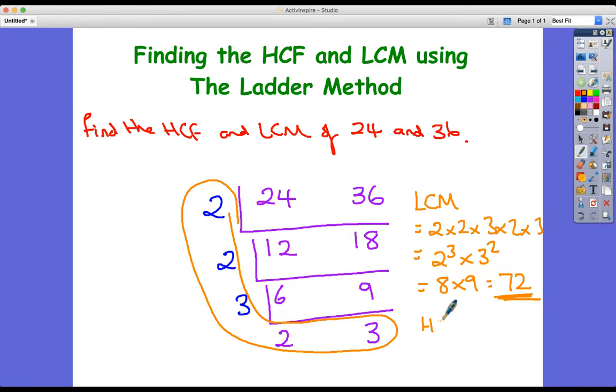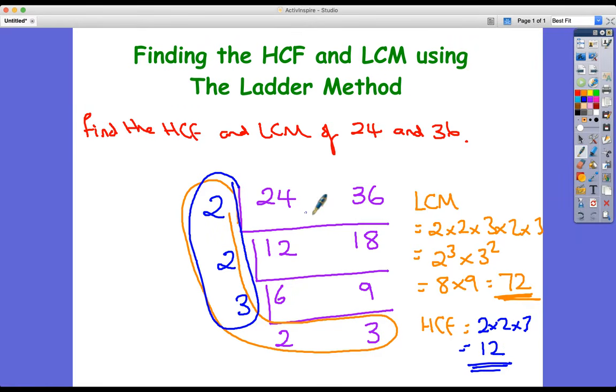And the highest common factor just comes from multiplying together these numbers down the side in blue. So the highest common factor is just these ones here. It's 2 times 2 times 3 in this case, which is 12. And you can see that 12 goes into 24, 12 goes into 36. Definitely the highest factor that goes into both numbers. Okay, so there's one example. I'm going to follow this up with one more, a bit more difficult one.